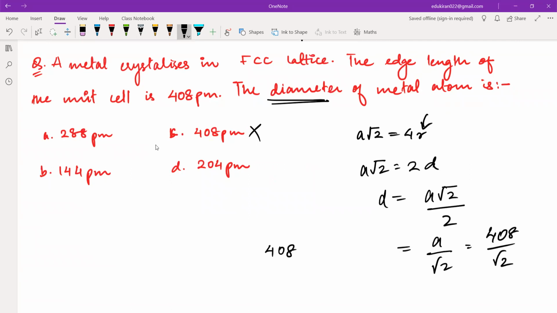You have 408. What is the value of root 2, guys? 1.4. You can write 1.4, or you can also write 408 divided by 14, and here you will write into 10. So now you can solve it. Solve it and tell me.